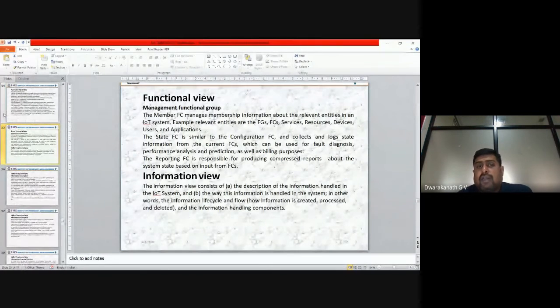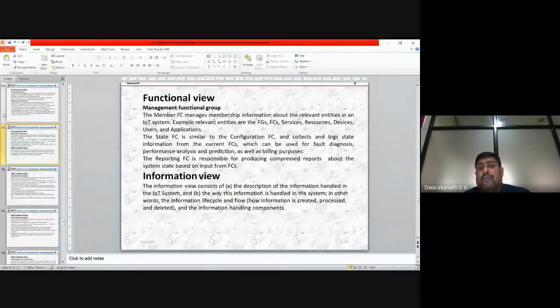Yeah, continuing with that, the member functional component manages. What is this member functional component? It manages the membership information about the relevant entities in an IoT system. For example, relevant entities are the FGs, that is functional groups, functional components, services, resources, devices, users, and applications. Regarding memberships, it is about what parts we have used in components, how many members are using them, and how many applications are coming out of our particular project. That will be taken into consideration.